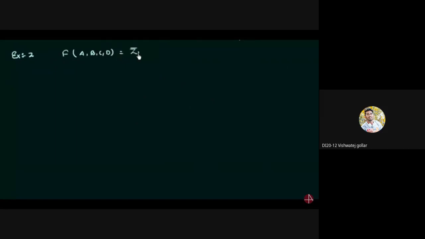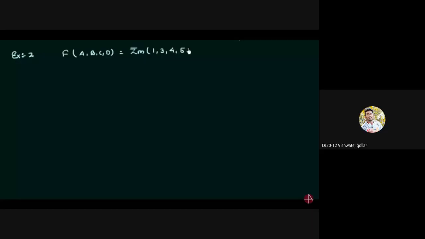1, 3, 4, 5, 9, 11, 14, 15. So this is the question given to you, and in this question we will first try to find out the maxterms, and then we will fill the K-map and try to group the zeros and find the final answer. So let's move to its solution.